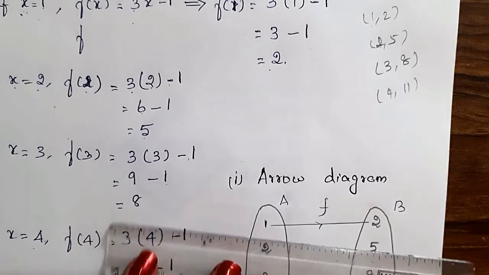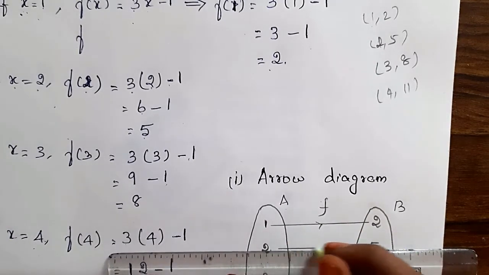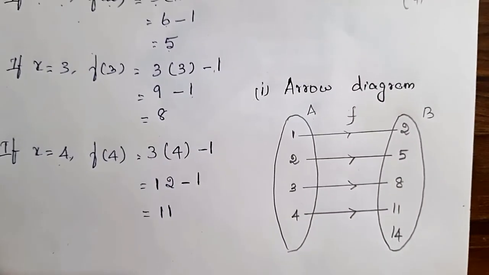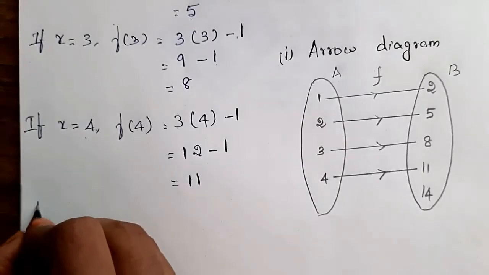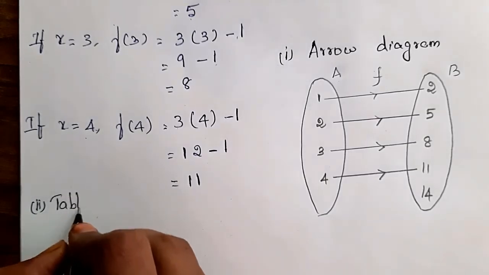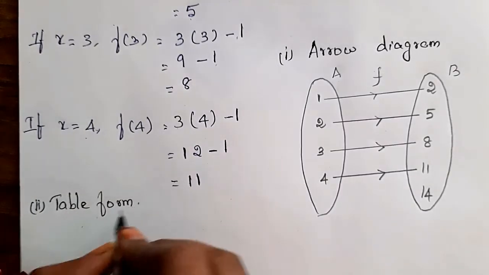Then 2 goes to 5. 3 goes to 8. 4 goes to 11. So the arrow diagram we did now. Next we can write the table form. Okay, very simple table form. Second one is table form.